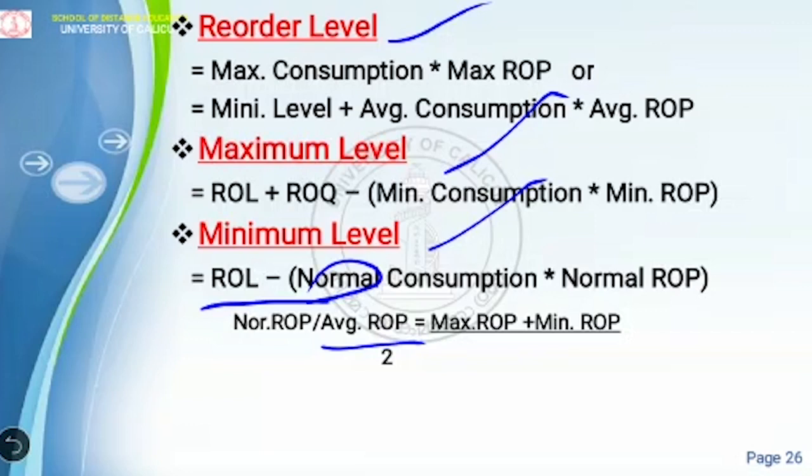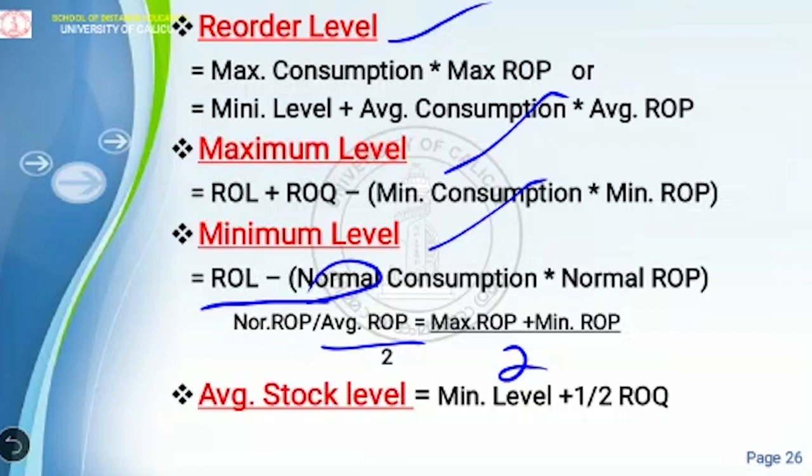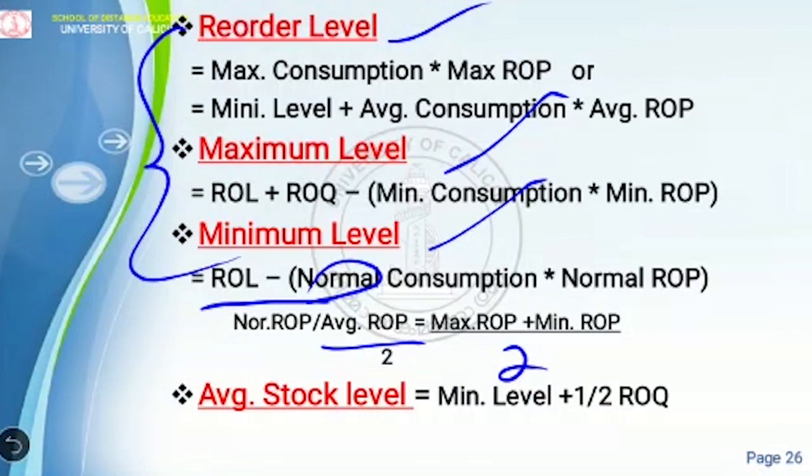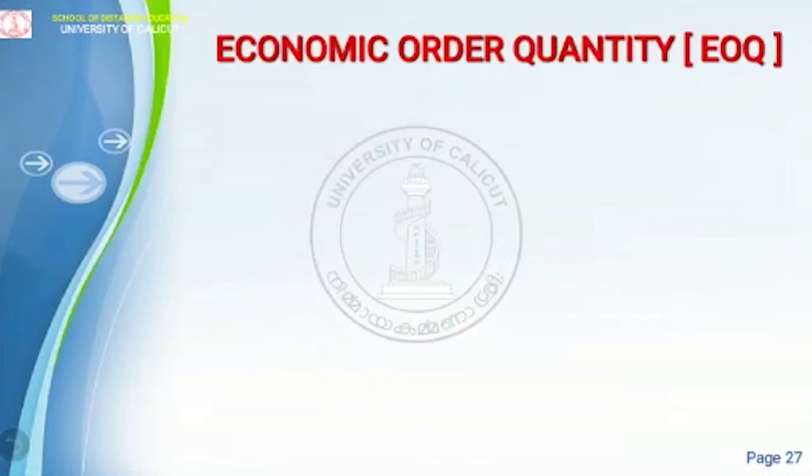Then the next are the major items: reorder level, maximum level, minimum level. These are the three major items you have to keep in mind and understand. Minimum level means reorder level minus normal consumption into normal reorder period. How to find the normal reorder period? Normal reorder period means average reorder period, calculated by the formula maximum reorder period plus minimum reorder period by 2.